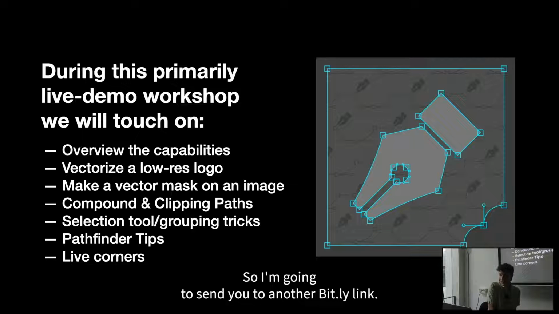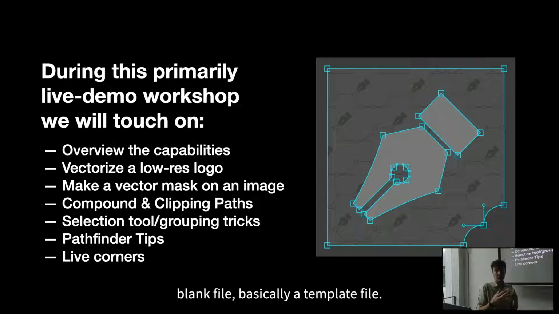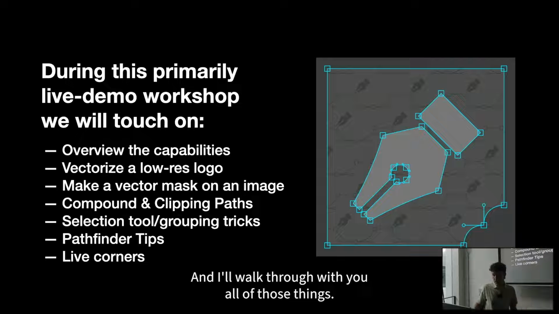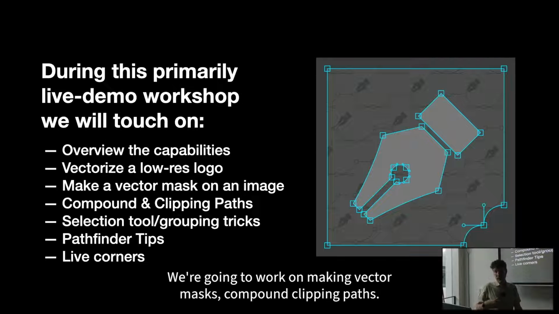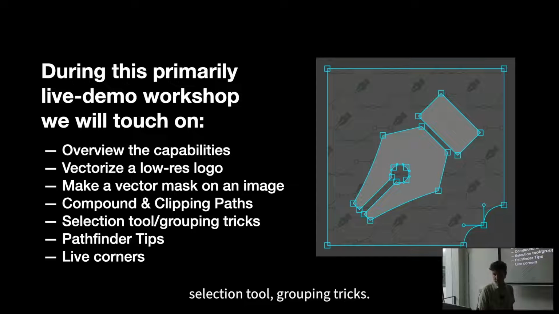So what we're going to do, I'm going to send you to another bit.ly link that is a document we can download onto an Illustrator blank file, basically a template file, and I'll walk through all of those things with you. We're going to work on making vector masks, compound clipping paths. There's a lot of different ways to group things. So, selection tool grouping tricks.